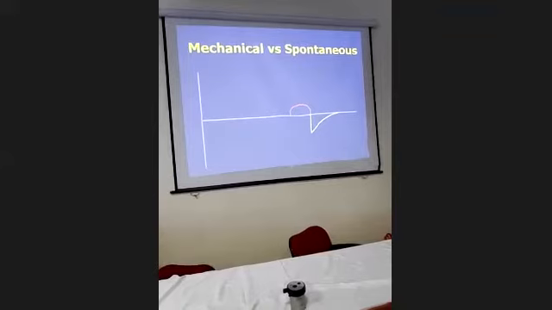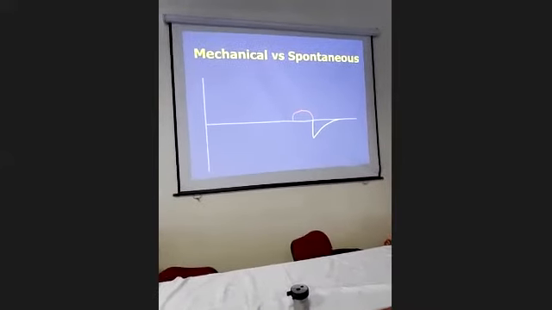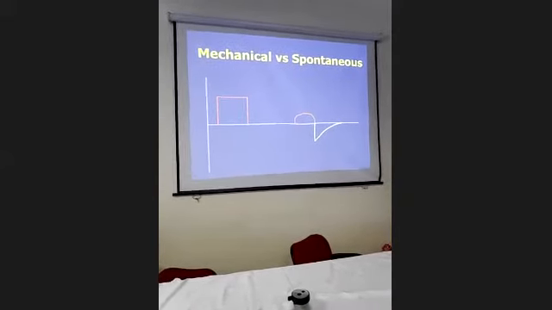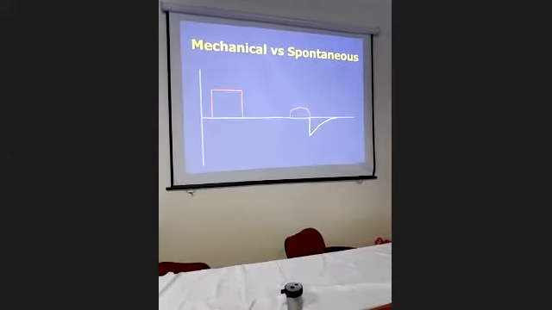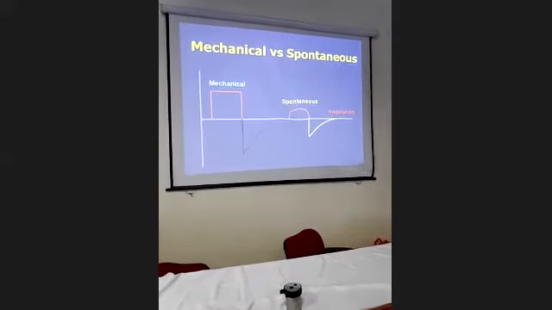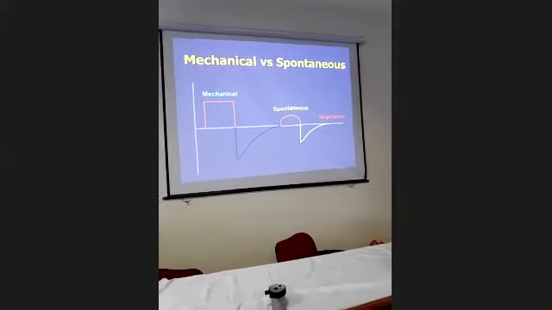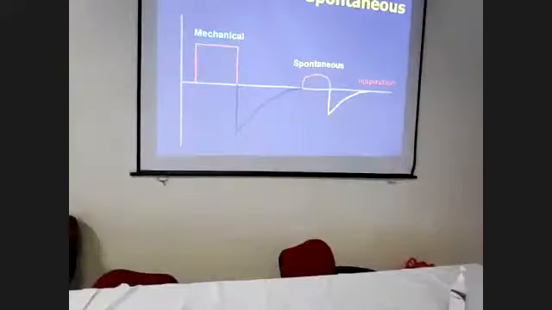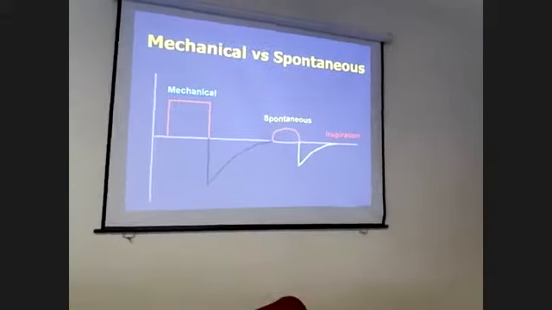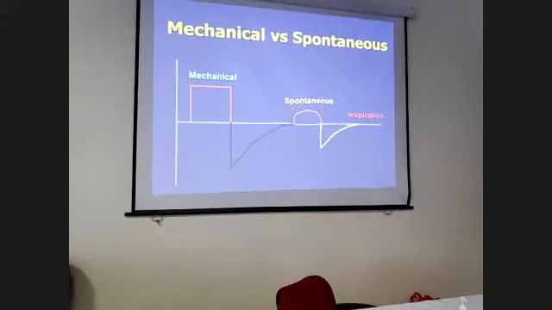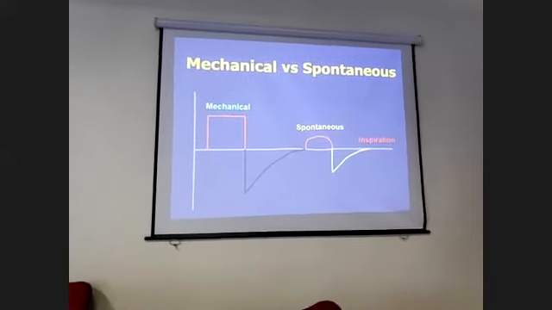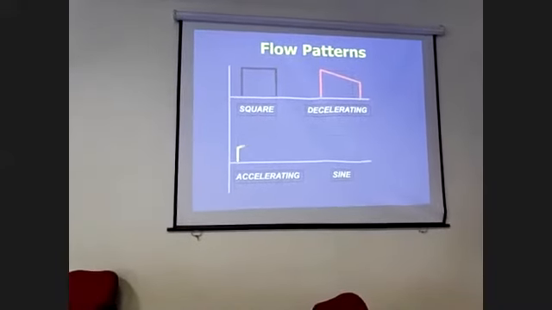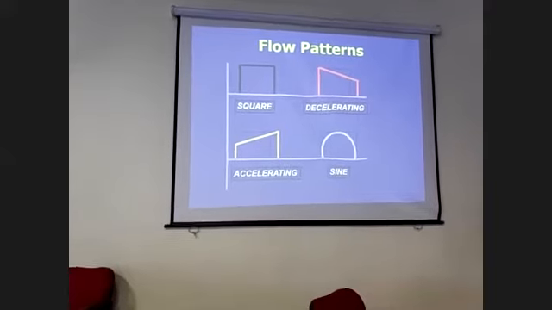When we compare a mechanical breath with a spontaneous breath, you can see it looks like this. The first one is the mechanical breath, and the second one is a spontaneous breath. So the first one is mechanical. If you get a graph and you see what kind of thing is coming on the ventilator, you can always determine whether this is being given by the ventilator or the patient is taking it on their own. You can always determine by seeing these graphs. Now flow patterns, because that actually determines how the patient is going to get their breath.